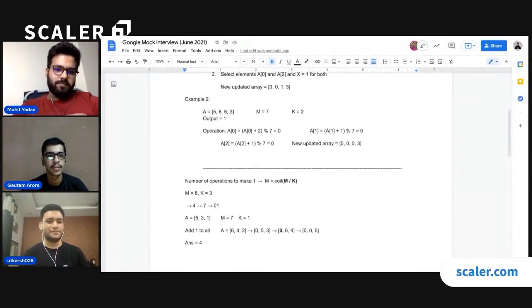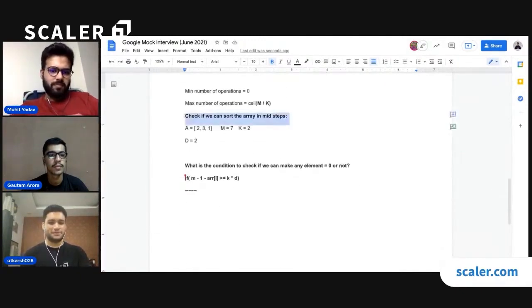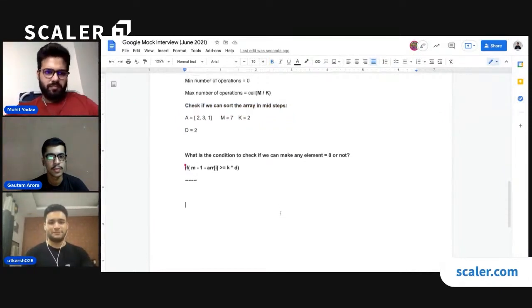Now the only thing that remains is to check whether we can sort this particular array in mid number of steps. If we are able to sort in mid number of steps, then we will try to decrease the value, so we'll make it R equal to mid minus 1. Otherwise, we'll make L equal to mid plus 1, the right hand side. So let me write the code for it and I'll explain.